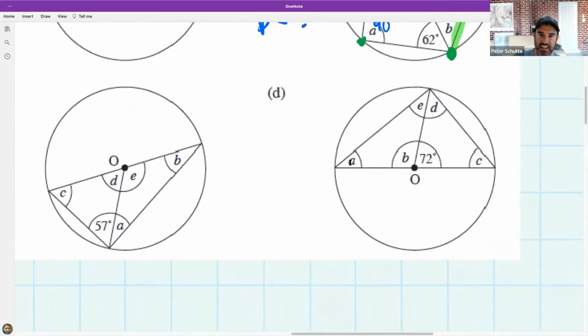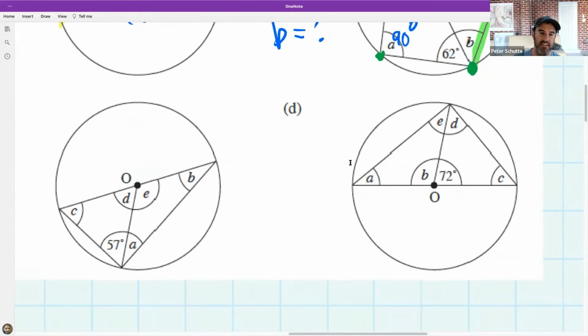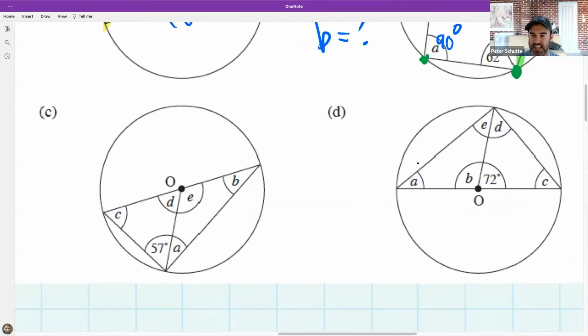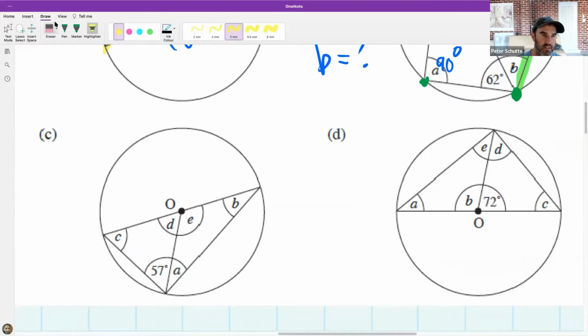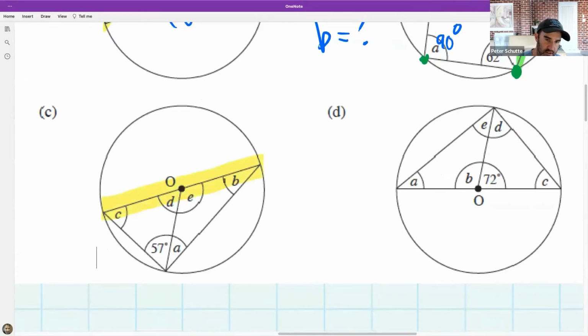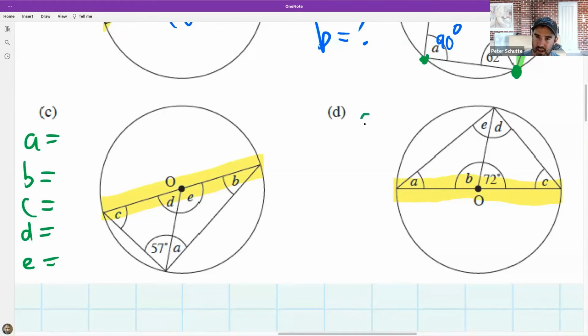Okay. Now, can you do these two, C and D? See if you can find A, B, C, D, E in this one for C, and then try and do it for D as well. See if you can figure out the unknown items. The only thing I'm going to point out is that this is a diameter. It's going through the center. And this is also a diameter. So ask yourself, which of these things can I get? I need to get A, B, C, E. And in this question, I need to get A.